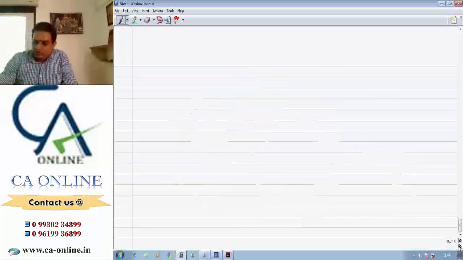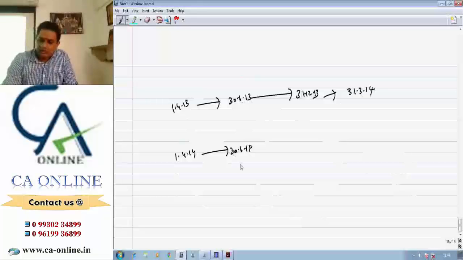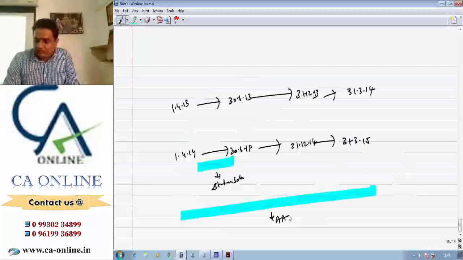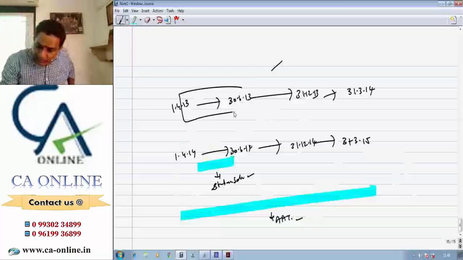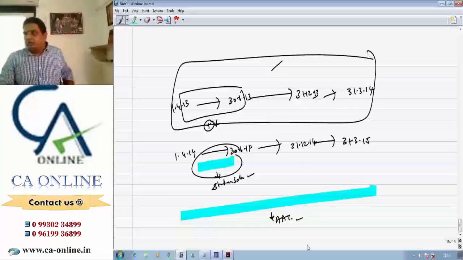Now, in this problem what you are doing: 1.4.13 to 30.6.13, or till 31.12.13, then 1.4.14 to 30.6.14, to 31.3.14, till 31.12.14, 31.3.15. This period I call standard sales. This period I call adjusted annual turnover or adjusted annual sales. For computing both standard sale and adjusted annual sale, I am taking previous year information as a base to find out current year. This period's sale, adjusted for trend add or less, I will get standard sale. This period's sale, adjusted for trend, I will get adjusted annual turnover. Can you understand?